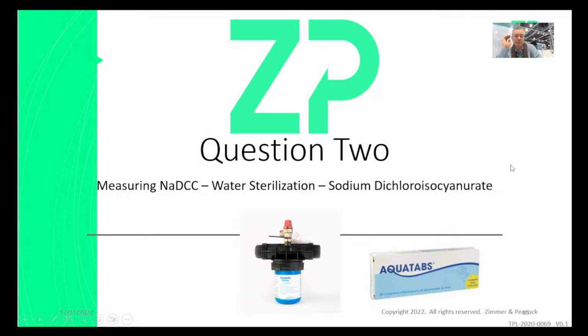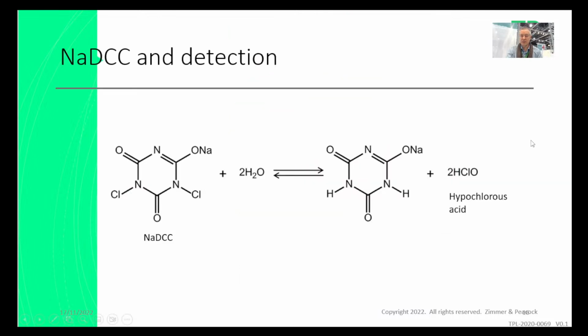We've also had a question. This is quite important. There's a lot of water sterilization and maybe sanitization, I'm not sure if that's the right word, that goes on. One of the most commonly used materials is something called sodium dichloroisocyanurate, and I'm just going to discuss that. So this is the material itself.